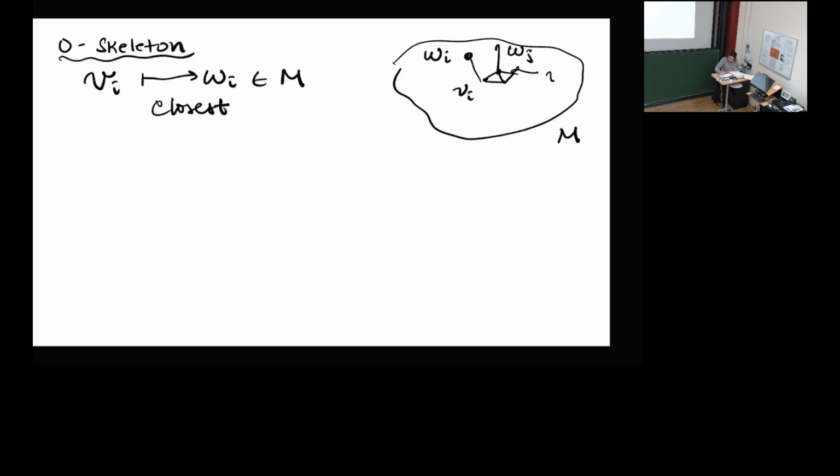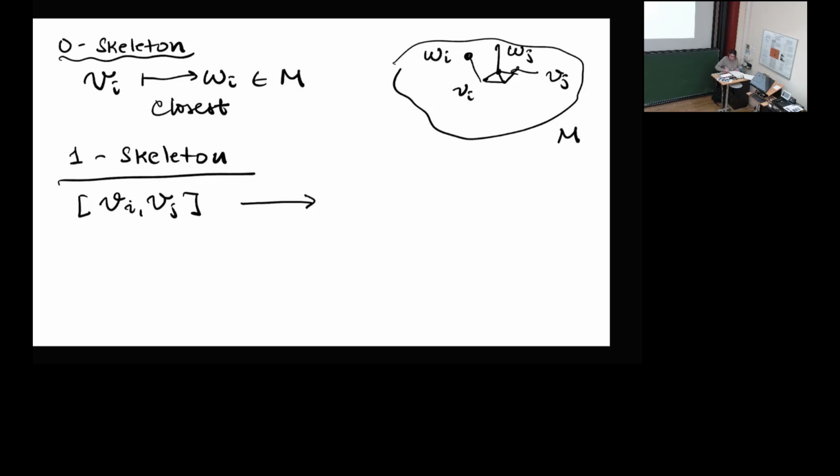So this is Vi, this is Vj. Then we're going to go to the one skeleton. We have something like V sub i, V sub j, and we would like to map it to something. So what are we going to map it to? We're going to do as before: the shortest geodesic that connects Wi and Wj.